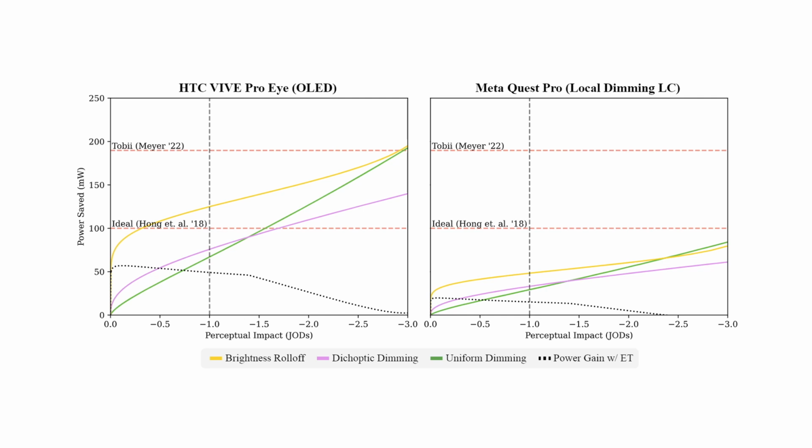An often ignored constraint is the power consumed by the eye tracker itself. With this consideration, brightness roll-off cannot save more power than the best non-eye track technique. However, if eye tracking is a system requirement, brightness roll-off can offset the ideal eye tracker power consumption at -1 JOD in the HTC Vive Pro I and almost half the ideal eye tracker power consumption in the Quest Pro.